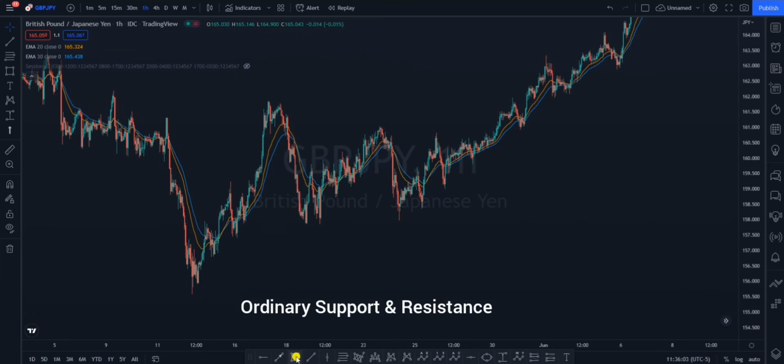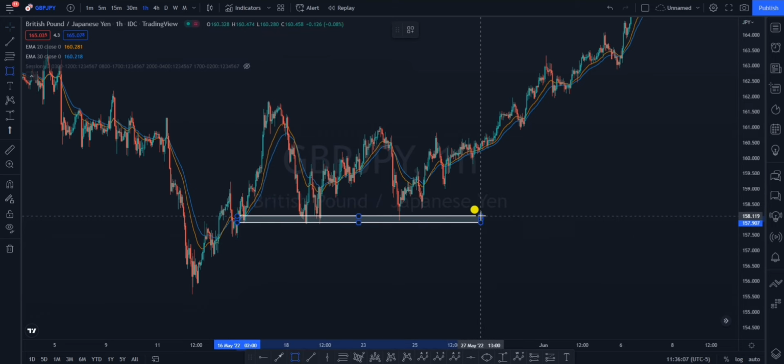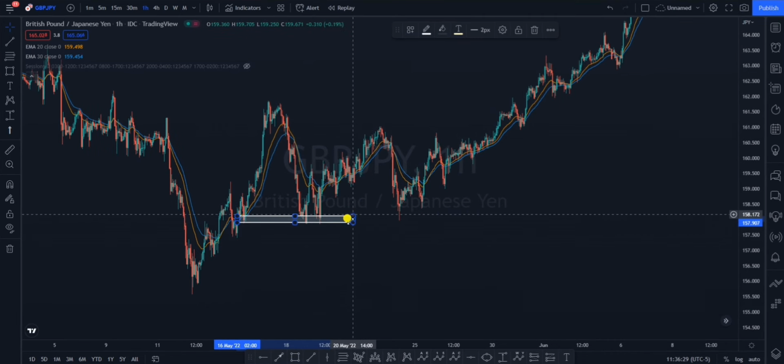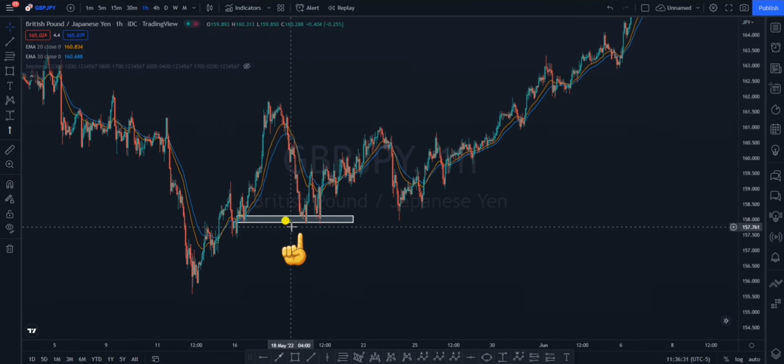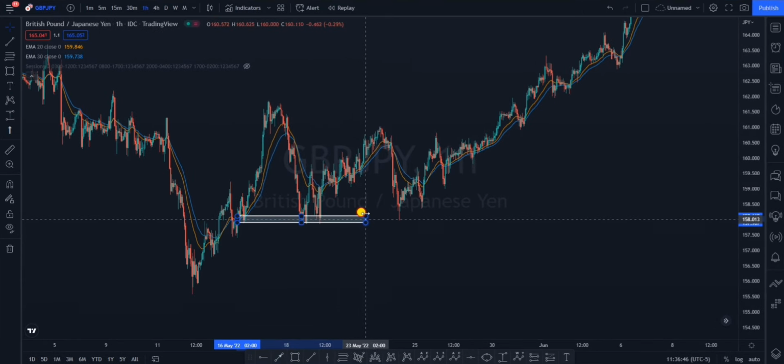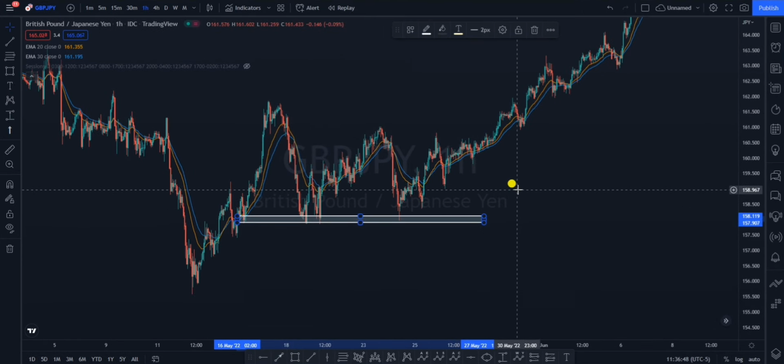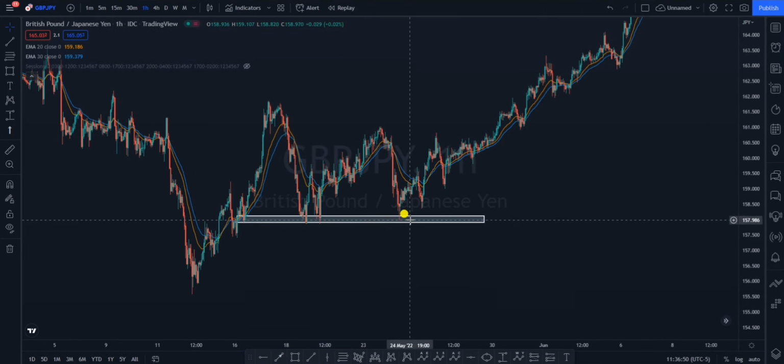Alright, so I'm going to use this as my area of support. Say I have a support here. One, two, three touches. Now what I do is that after these three touches, I mark off this level of support. I draw it over to the right in anticipation that if the market comes back to touch it, it will then buy. Now let's look at resistance.